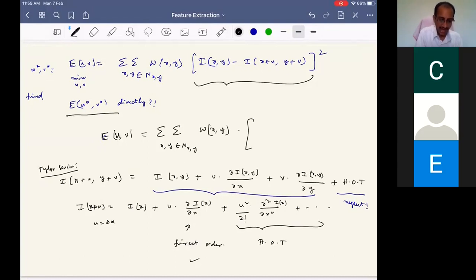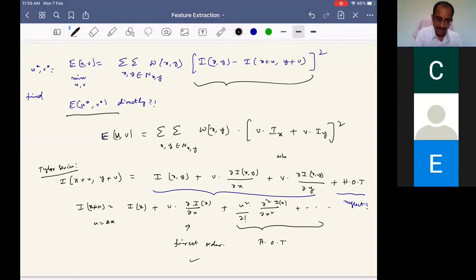So I of x comma y and I of x comma y get cancelled, and what else is remaining now? U into Ix. I write this as Ix because dou I by dou x is Ix, plus v into Iy. You see a nice simplified expression for E of u comma v. This I want to minimize for all u comma v. Is this clear?